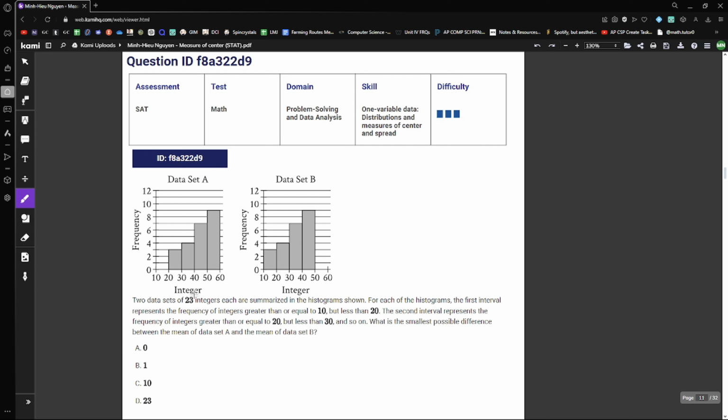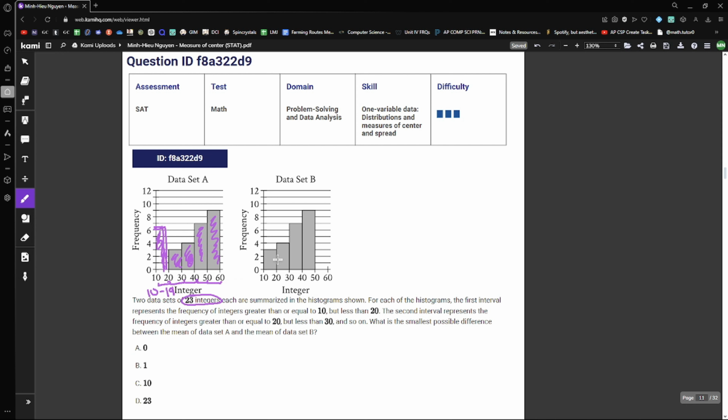We have two datasets with 23 integers each, so we have dataset A here and dataset B here. Then we know that for these intervals, they're going to be greater than or equal to 10 but less than 20, greater than or equal to 20 but less than 30. And all that means is that this interval right here is going to be between 10 and 19. And this interval right here is going to be between 20 and 29. This right here is 30 and 39. This right here is 40 and 49. And this right here is 50 and 59.